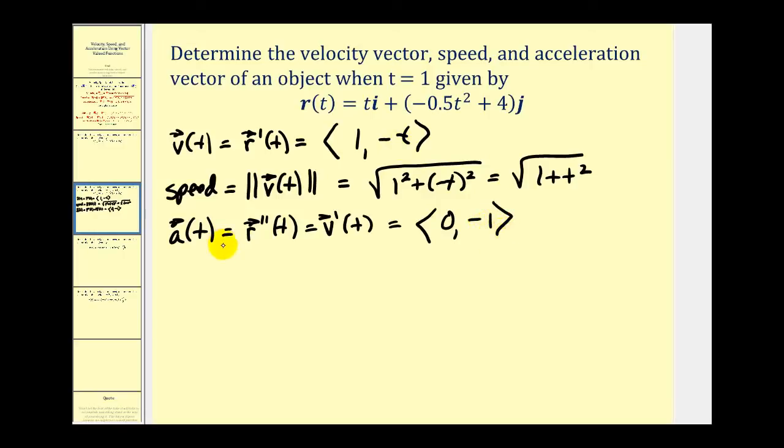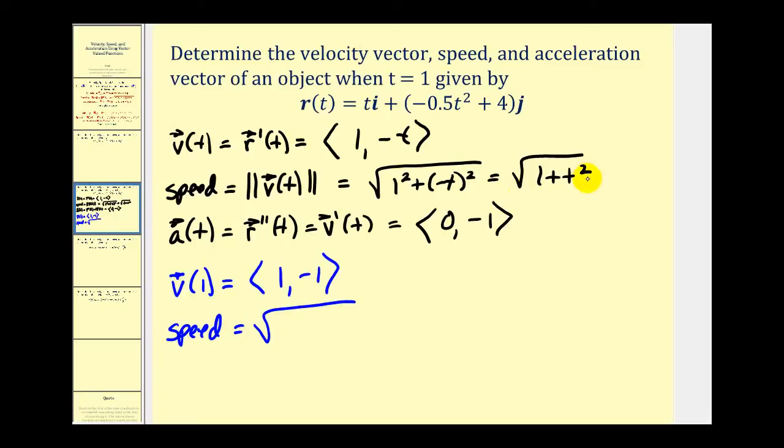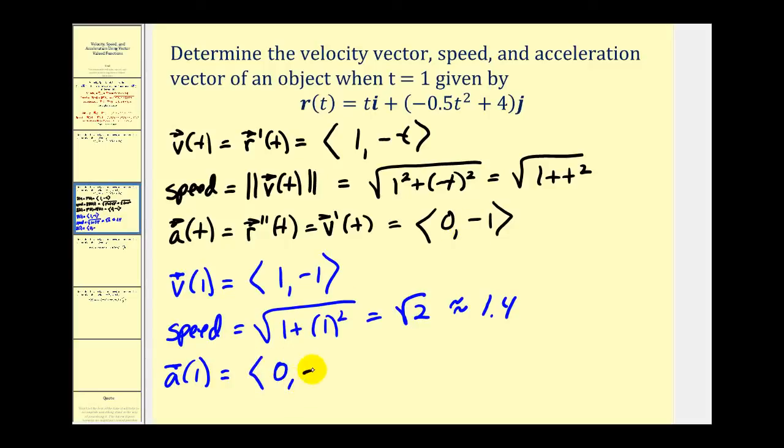So this is what we needed to find in order to determine the velocity vector, speed, and acceleration when t is equal to 1. So to find the velocity vector, we'll replace t with 1 in the velocity vector valued function. So we'll have 1, and then the y component would be negative 1. The speed would be equal to the square root of 1 plus t squared, or 1 plus 1 squared. That'll be the square root of 2, which is approximately 1.4. And then our acceleration vector, or a of 1, is going to be equal to the component vector 0, negative 1. Notice the acceleration does not change when the value of t changes.